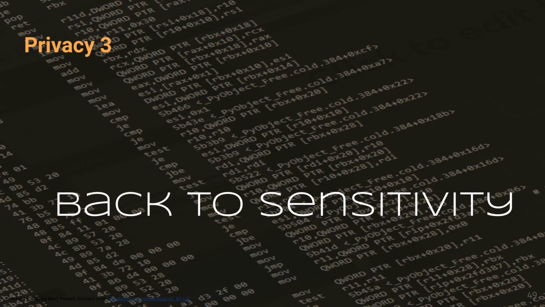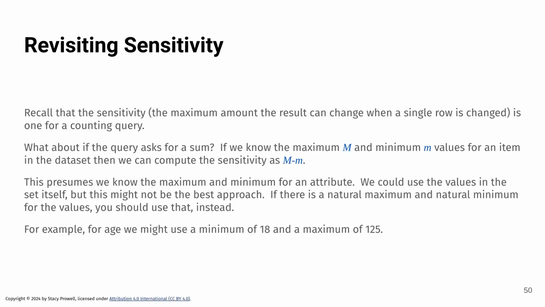Let's go back to sensitivity for a minute, because sensitivity is really key to making all this work. We're calling it sensitivity, right? The maximum amount a result can change when a single row is changed. We remember it being 1 for a counting query. That's great. We know what it is for counting. What is it for a sum? So suppose I know the maximum and minimum values for an item in a data set. I'm going to sum them up. How much can I change the maximum by adding or removing a row?